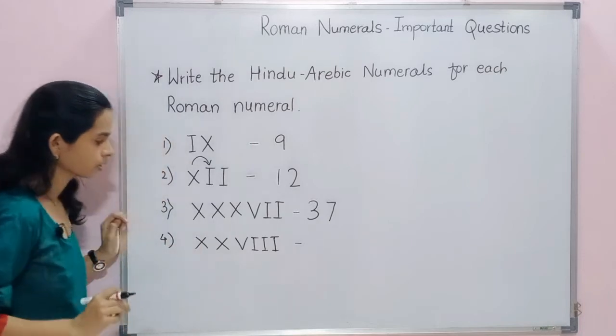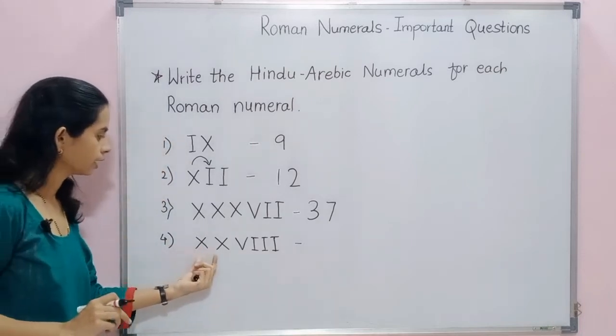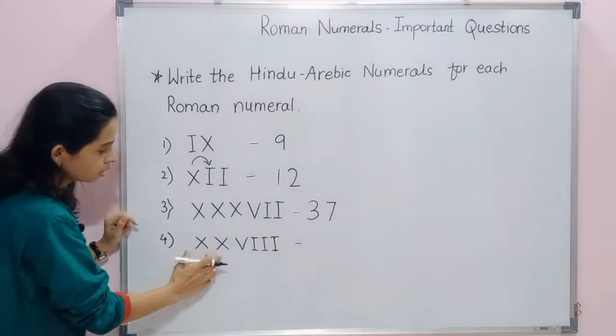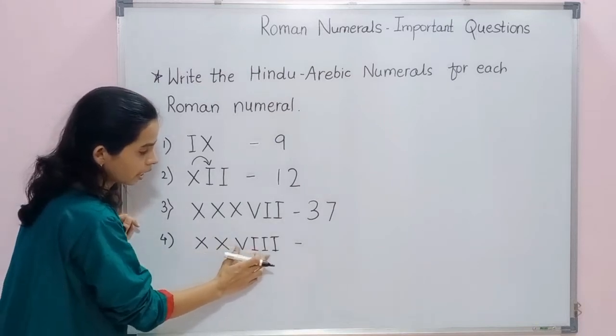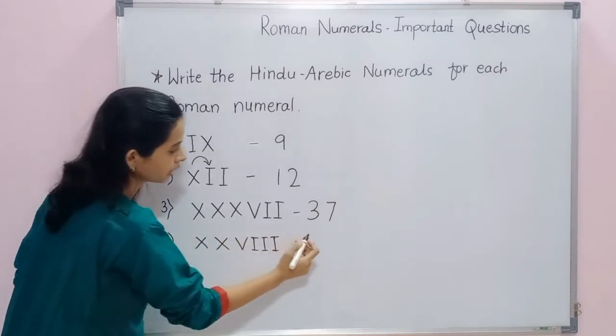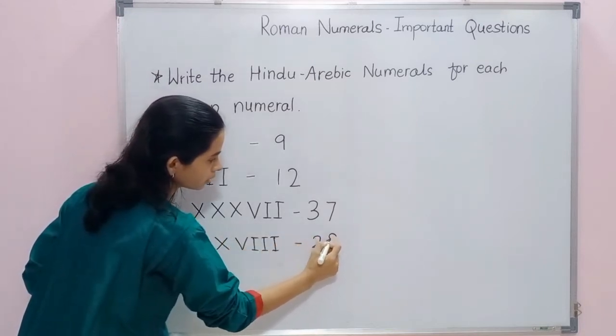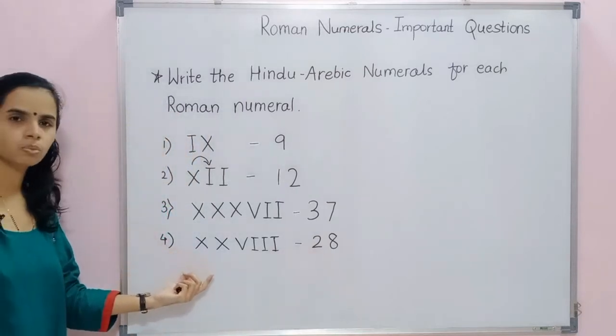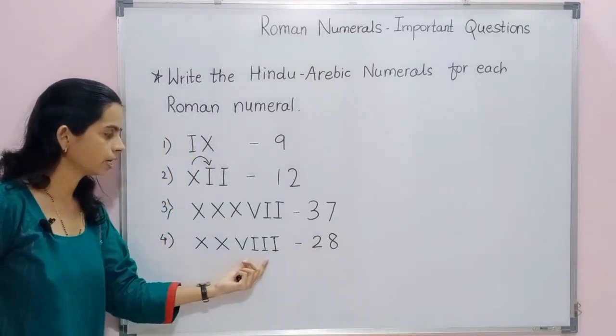Fourth, the symbol given is XXVIII. Here again XX means 10 plus 10, we will get 20, and VIII means 8. 20 plus 8, we will get 28. So 28 can be represented by the symbol XXVIII.